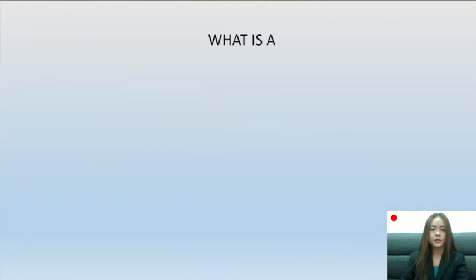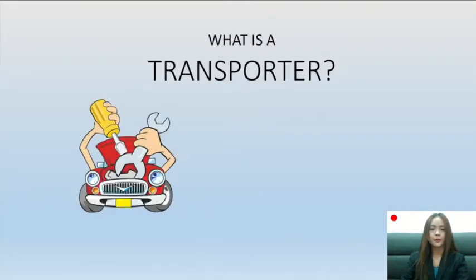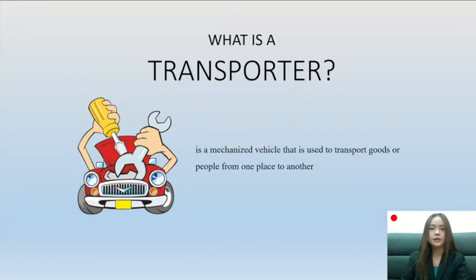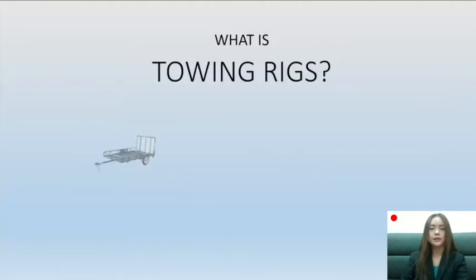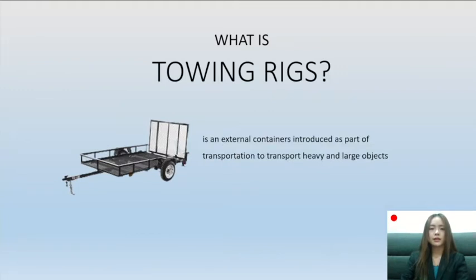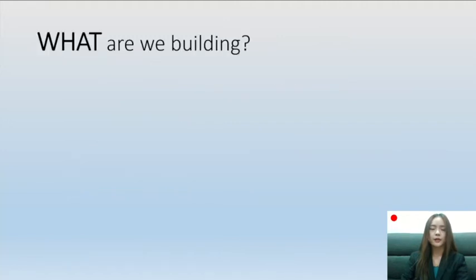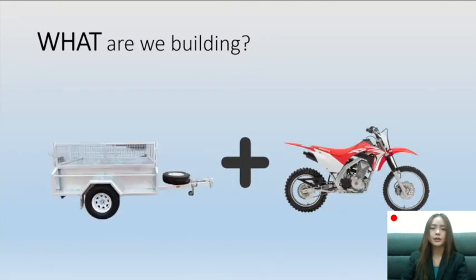So first thing first, what is a transporter? A transporter is a mechanized vehicle that is used to transport goods or people from one place to another. What are towing rigs? Towing rigs are external containers introduced as part of the transportation to transport heavy and large objects. What are we building? Basically, it's a combination of a two-wheeled vehicle and a towing rig, which is also known as a trailer.